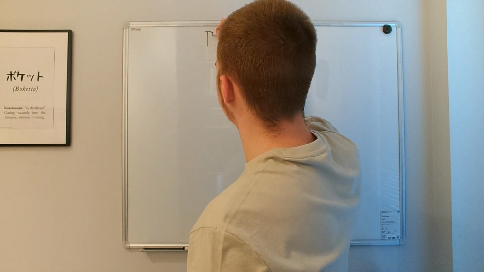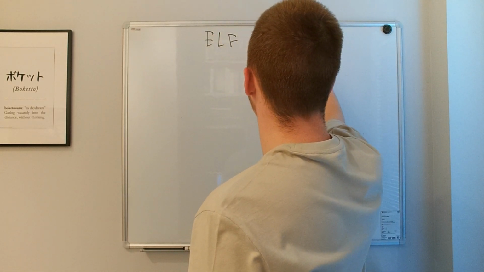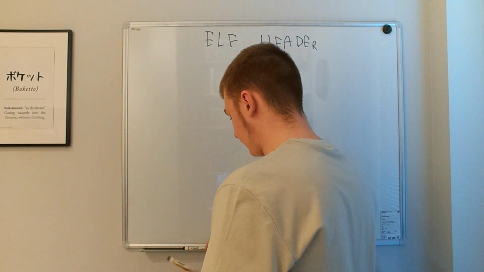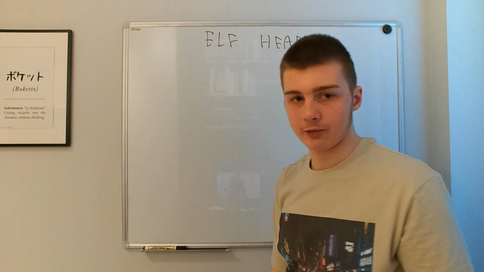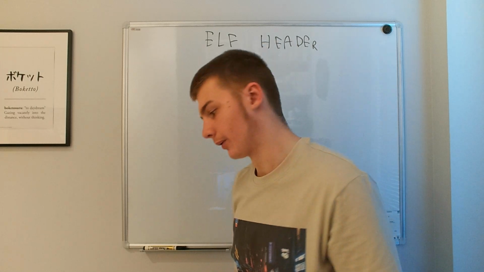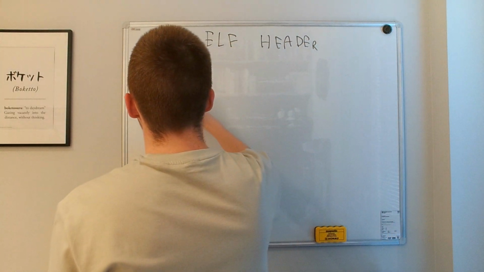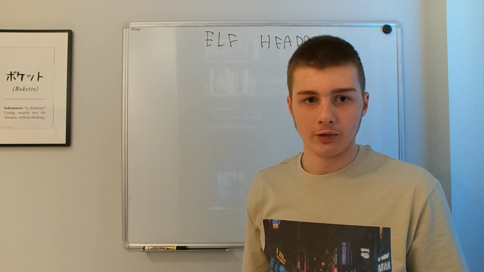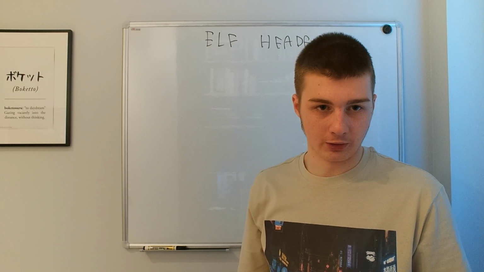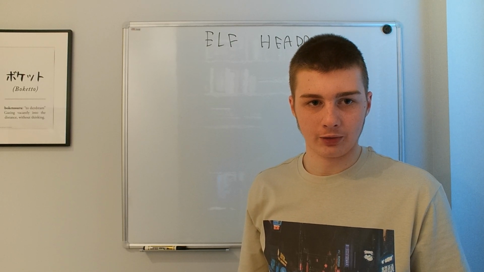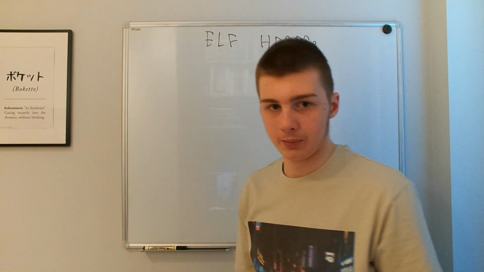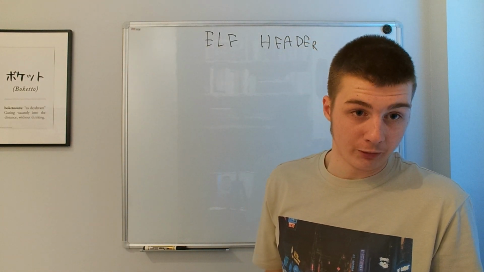So first, I'm going to talk about the ELF header. The ELF header is at the very beginning of the ELF file. I'm going to present the 64-bit version. The 32-bit version differs a little bit, so if you are writing something that is 32 bits, you'll have to look that up. The differences are small, but they are there.